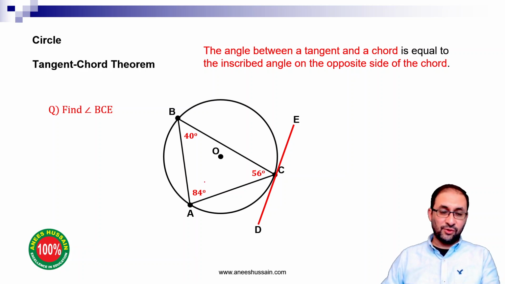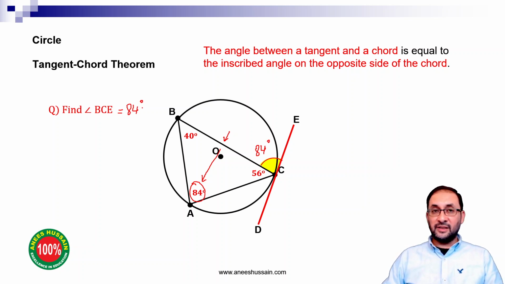And here's a solution to this question. The question says find angle BCE, which is the angle on the outside between the chord BC and the tangent DE. We know that the angle between a tangent and a chord is equal to the inscribed angle on the opposite side of the chord. The chord that we're talking about in this case is the chord BC. So what angle does chord BC extend on the other side? Well, that's angle A, which is 84 degrees. Therefore, angle BCE should also be equal to 84 degrees. So the answer is 84 degrees.